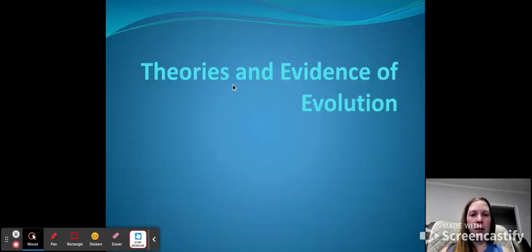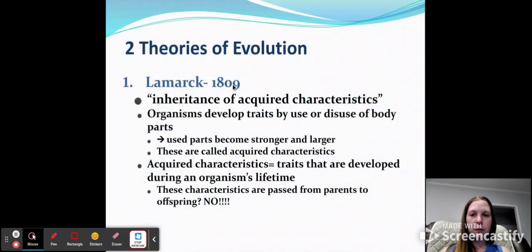Hey, everybody. This is our lesson on evidences of evolution. We have two theories of evolution that were in the textbook. The first one is Lamarck, and it's inheritance of acquired characteristics. This one's where an organism will develop traits by use or disuse of a body part.